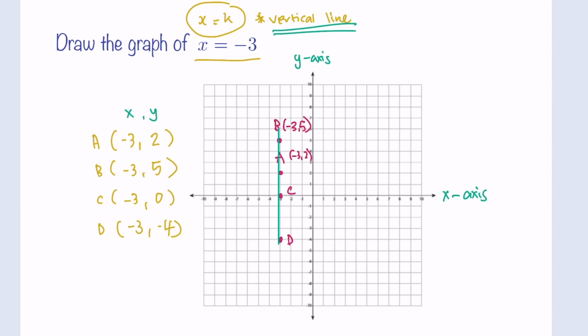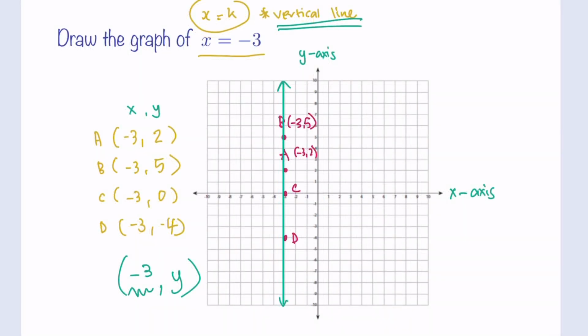Now remember that you need to extend the line and draw the arrowheads to indicate that any point where it has the x coordinate of -3 and any y can sit on this green line. And this green line that we just drew by finding the 4 example points A, B, C, D, this is called x equals -3.